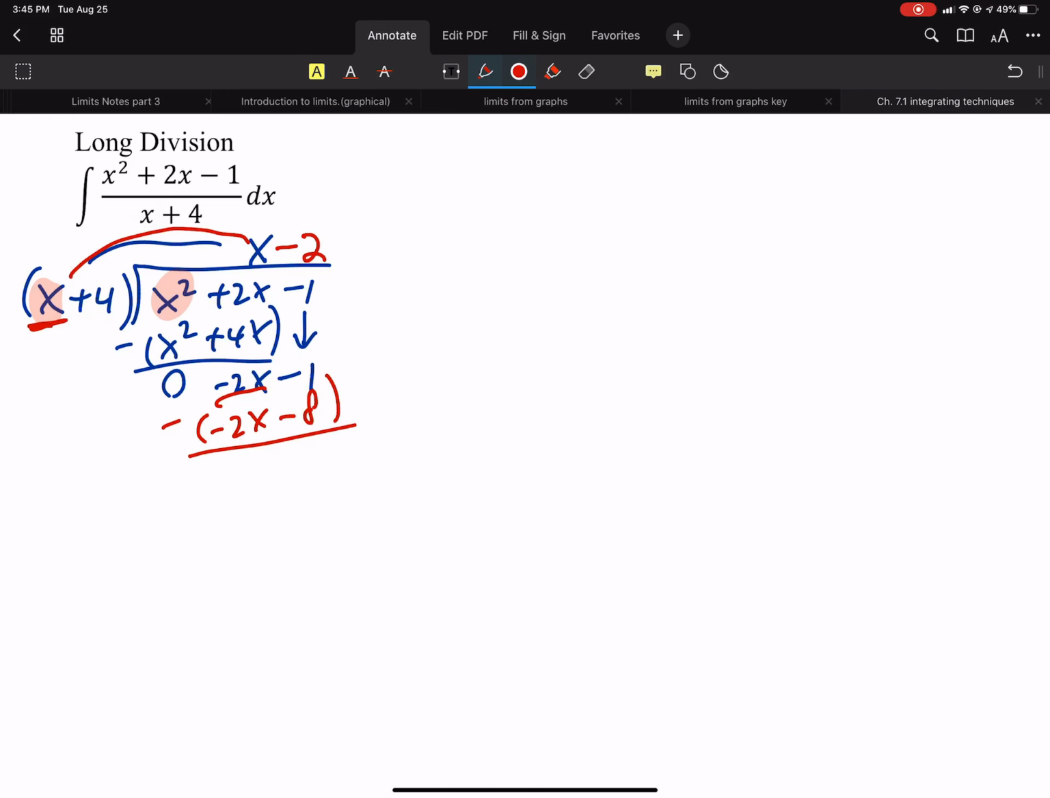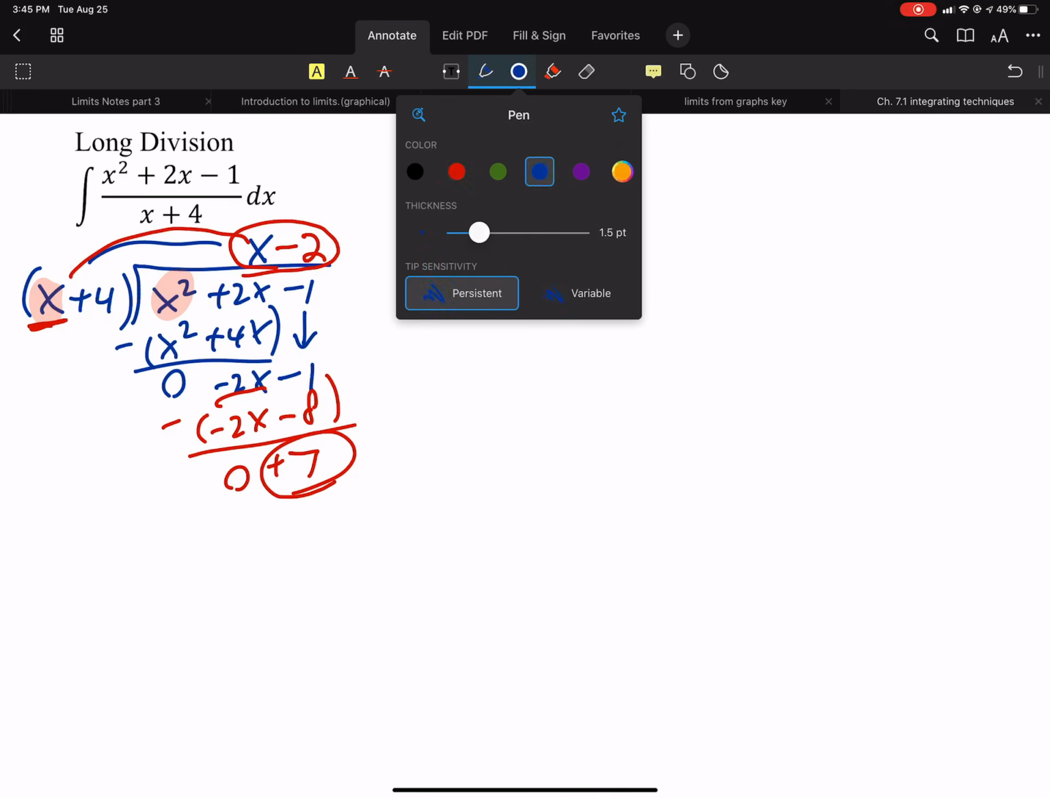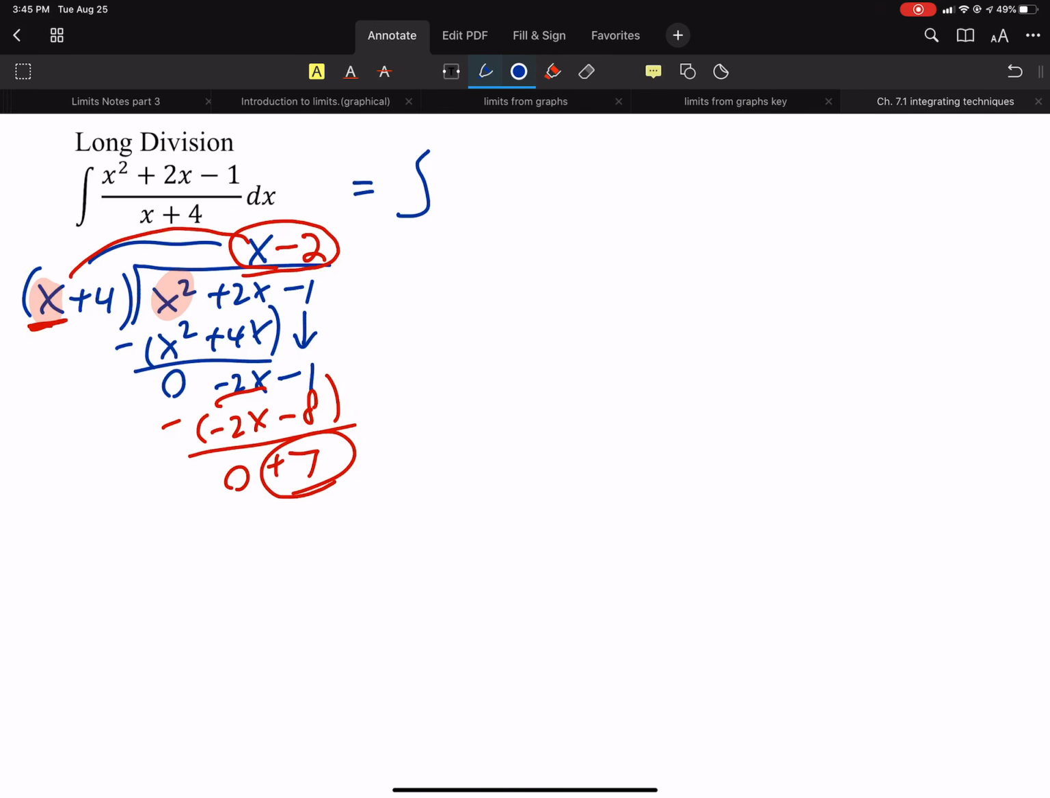Negative 2x minus negative 2x is 0. Negative 1 plus 8 will be 7. And so this is our quotient. This is a remainder. So now I can rewrite this beautifully as a quotient and a remainder over the divisor. And now it becomes a relatively simple problem.